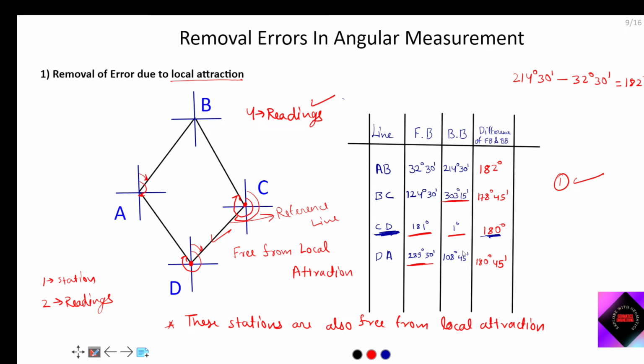Again understand what we have done from step 1. We have calculated out the difference, then the line which has 180-degree difference, we have taken as a reference line, and two stations on that line are also considered as reference stations, and considered that these stations are free from local attraction. So if these stations are free from local attraction, each station gives two readings, so our four readings are correct. Means these four readings are free from local attraction.